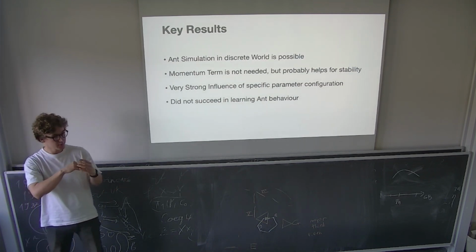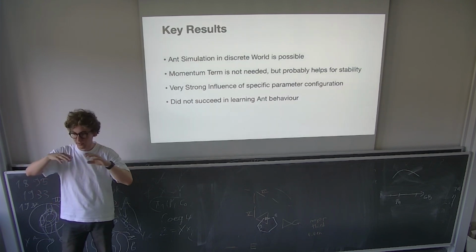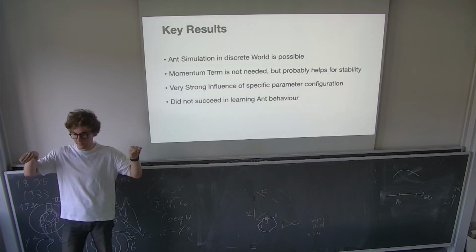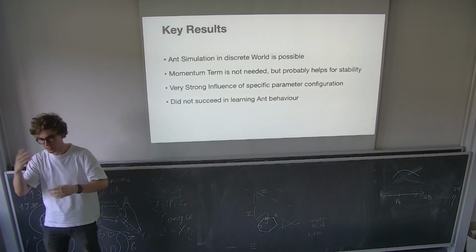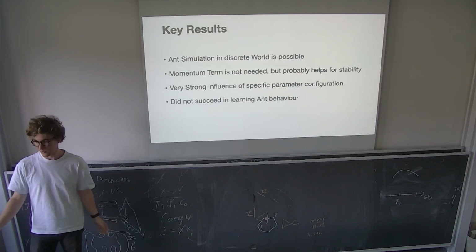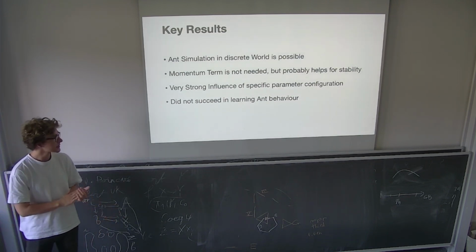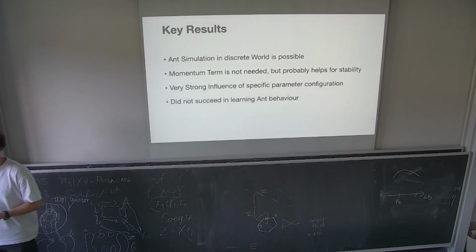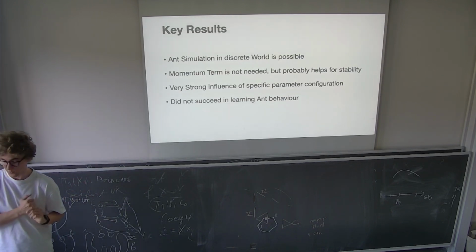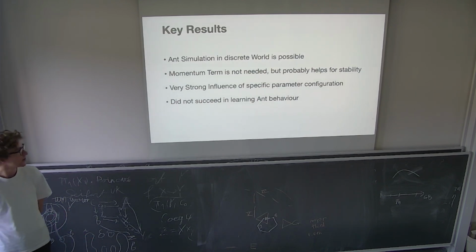But then the problem is that based on this grid structure, I'm basically creating a star, because it's more likely to go up, down, left, right, so it's not continuous, and then stuff doesn't really work. Maybe someone has a nice idea on how to fix this also in the setting that I'm proposing. Then the third one, there's a very, very strong influence of the specific parameter configuration. And finally, sadly, I was not able to learn the behavior.